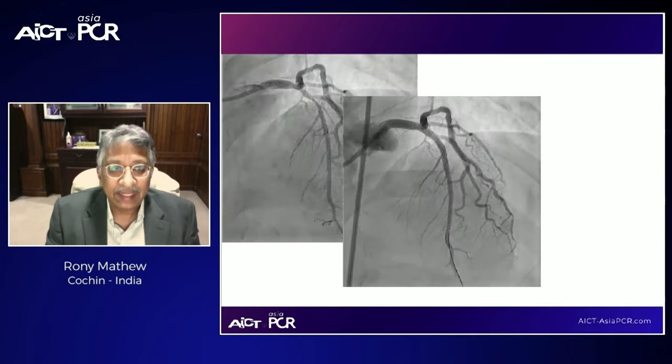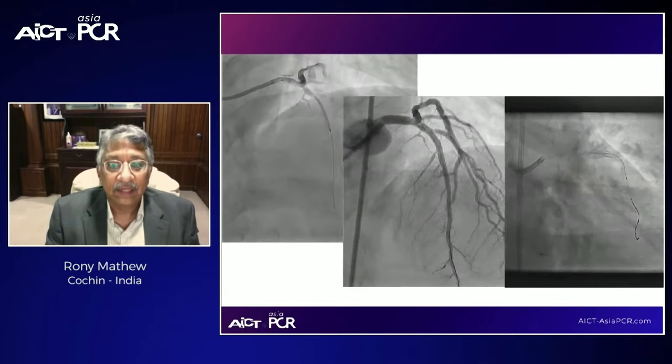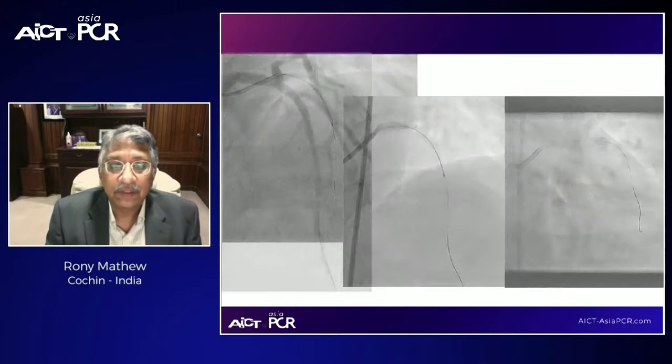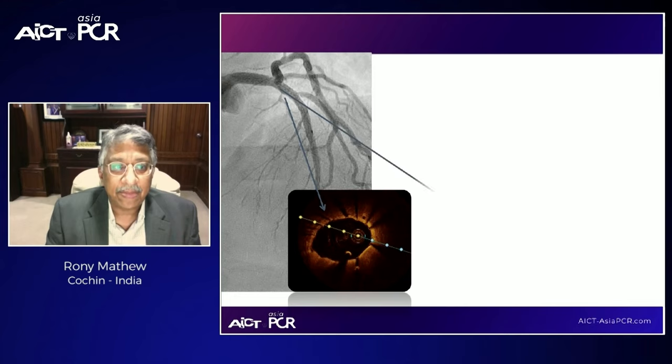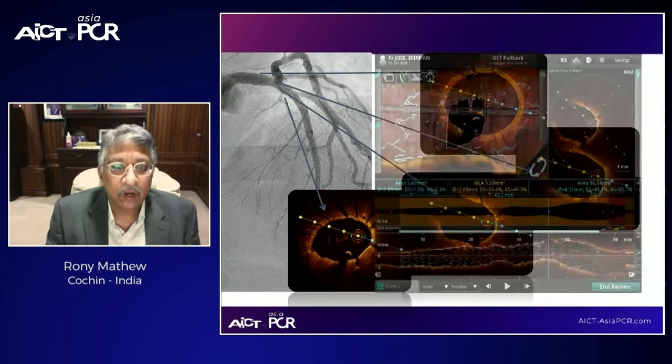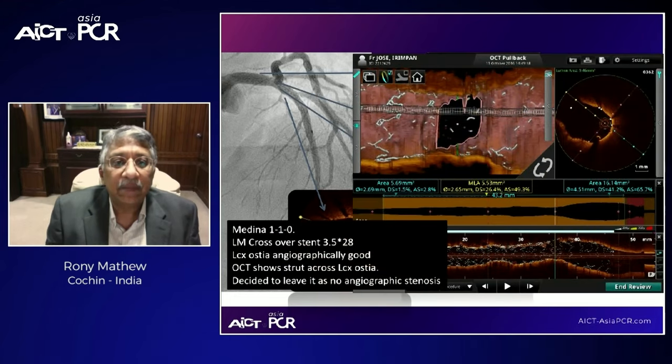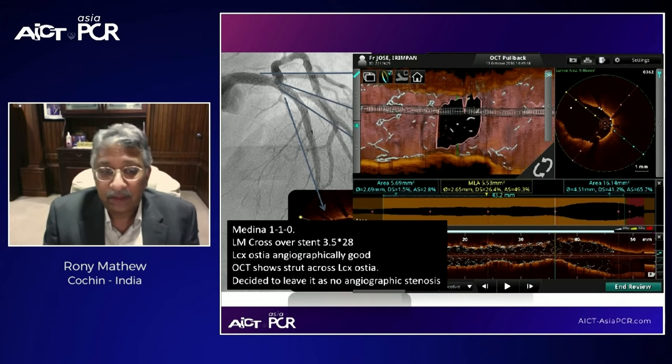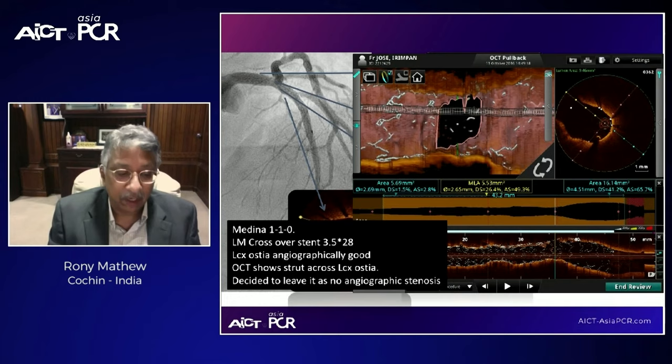So we did that, got a good result, looks exceptional in all the views. We did an OCT, and the OCT also looks good. The three-dimensional picture is this. You see a strut lying across the side branch ostium, though the LCx ostium looks exceptionally good. So we left this patient alone.